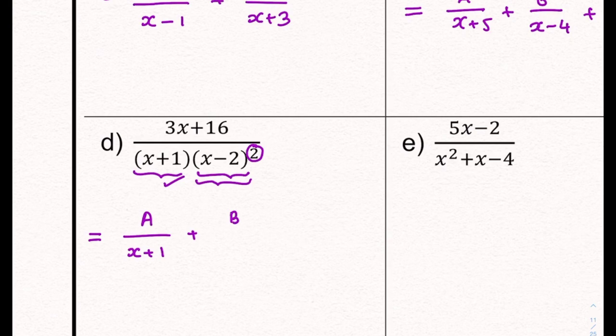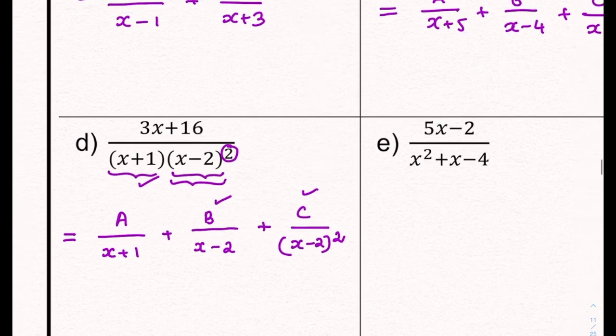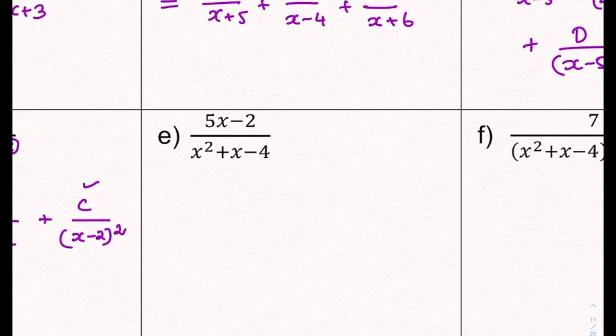So I'm going to say B over x minus 2 plus C over x minus 2 squared, right? Because of the square, I'm going to have two constants associated with that. Now let's take a look at part E.